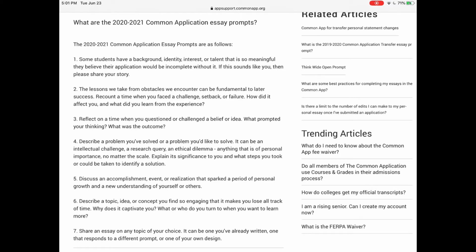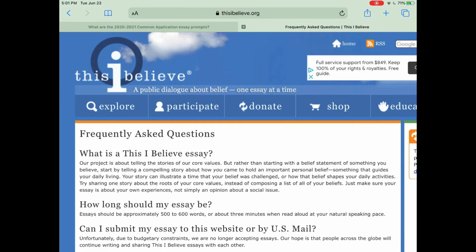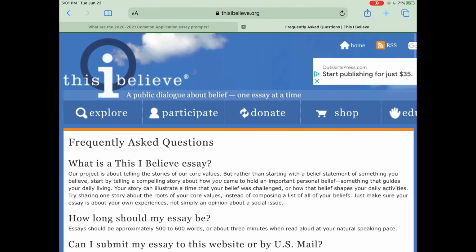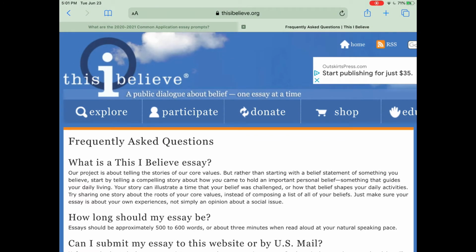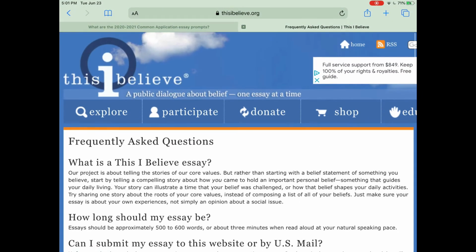If you're not much of a writer, one thing I would suggest is this thing called This I Believe, which is kind of like a writing prompt from NPR. It basically focuses on the idea that everyone has a belief, right? And everyone has a story to tell. This I Believe just focuses on small random encounters, or pretty severe ones, that have made you who you are, which I think really goes along with the Common App prompts.